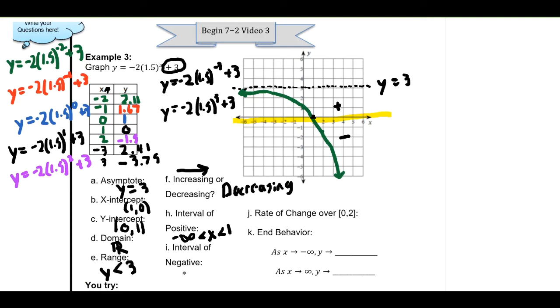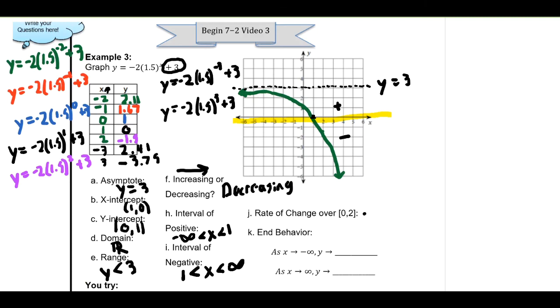At that point, it then switches to be negative. So our interval of negative is going to start at 1. It's that same x-intercept. And it's going to be negative for the remainder of the graph. So this time, it's going to start at 1 and never stop. So it would be between 1 and positive infinity.